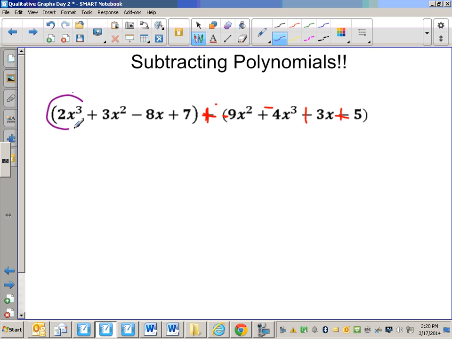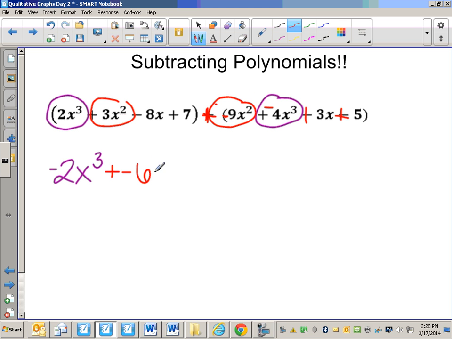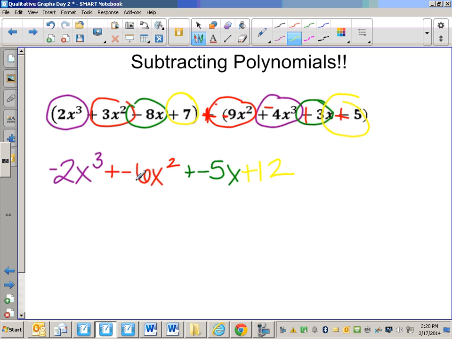So you'd have 2x cubed and a negative 4x cubed. So that would be negative 2x cubed. Let's see, plus 3x squared plus a negative 9x squared would be plus a negative 6x squared. Then you'd have negative 8x plus 3x, which would be plus negative 5x. And then lastly, plus 7 plus 5, that would be plus 12. And if I double check, it looks like all my exponents are in order from biggest to smallest. So I'm good. This is correct.